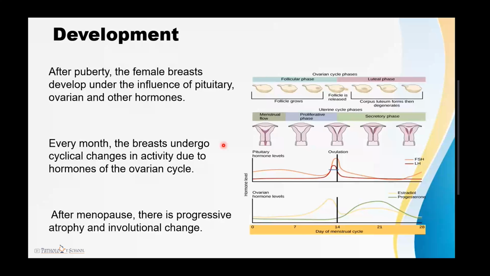In both genders, the development of mammary glands is the same until puberty, where in female glands, the development of mammary glands is under the influence of pituitary, ovarian, and other hormones. Every month, the breast undergoes cyclical changes in activity due to the hormones of the ovarian cycle. After menopause, there is progressive atrophy and involutional change.